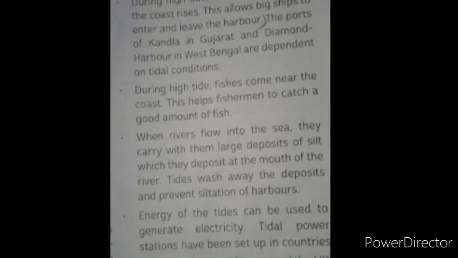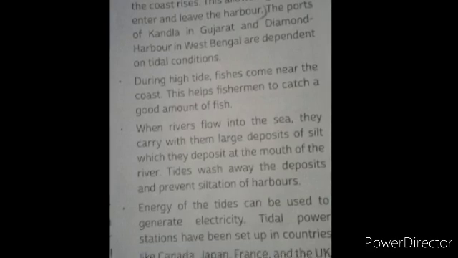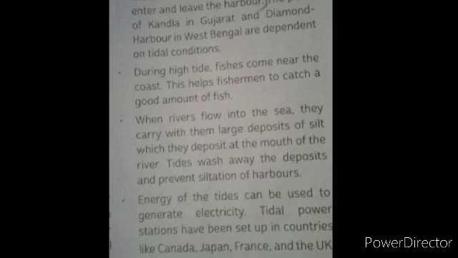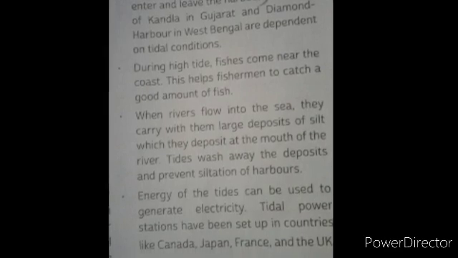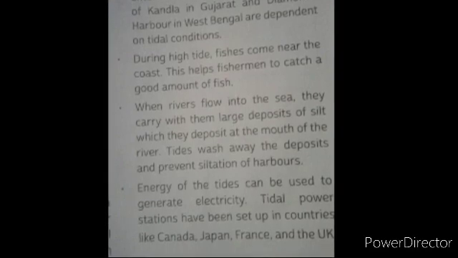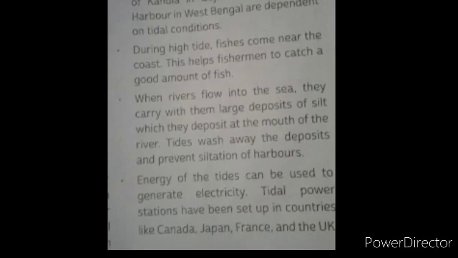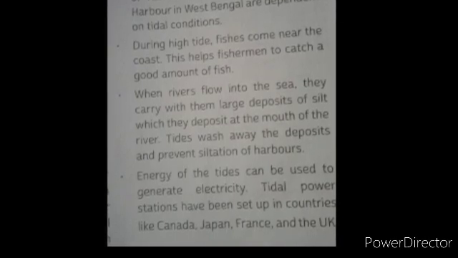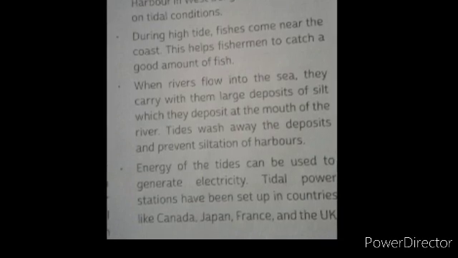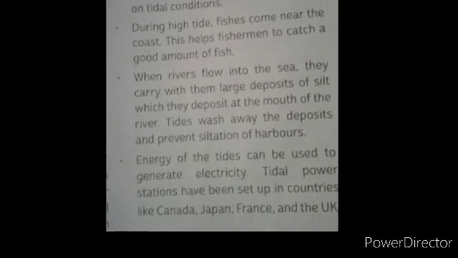Third, when rivers flow into the sea, they carry with them large deposits of silt, which they deposit at the mouth of the river. Tides wash away the deposits and prevent siltation of harbors. Last, the energy of the tides can be used to generate electricity. So, some tidal power stations have been set up in countries like Canada, Japan, France, and the UK.